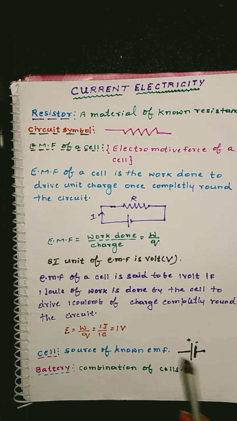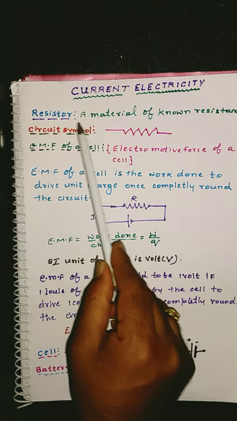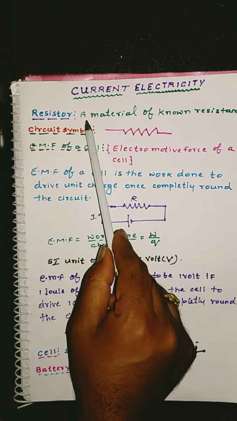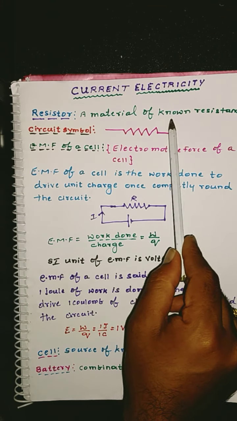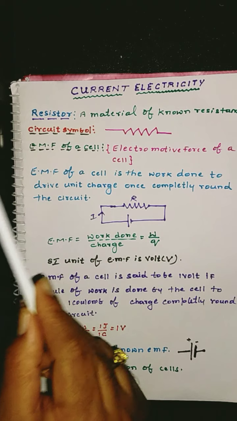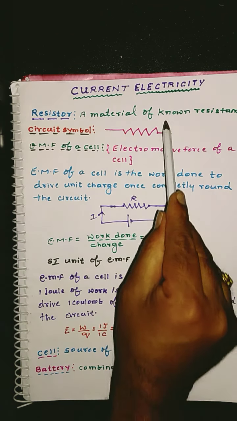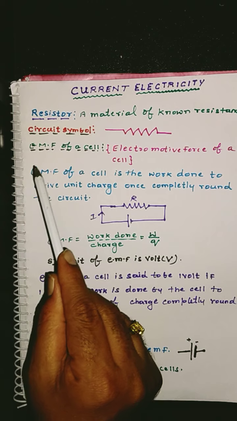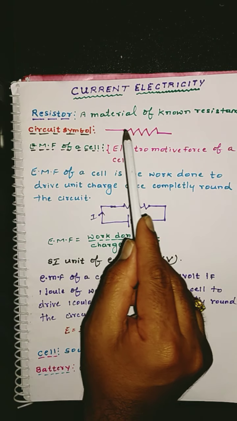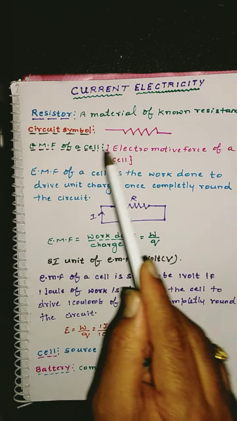So, resistor. What is a resistor? A resistor is a material of known resistance. Many a times it is also said to be a device which is used to control the flow of current in a circuit. So, a resistor is a material of known resistance or a device which is used to control the flow of current in a circuit.